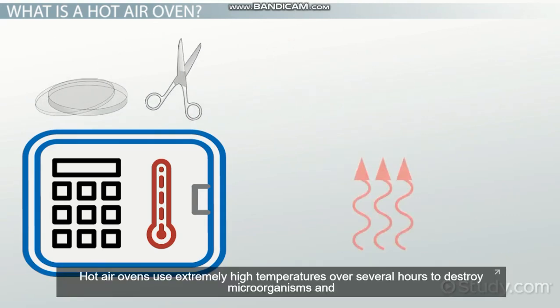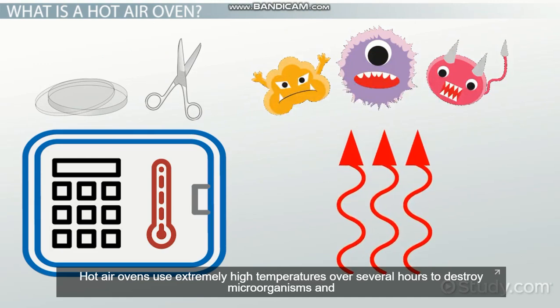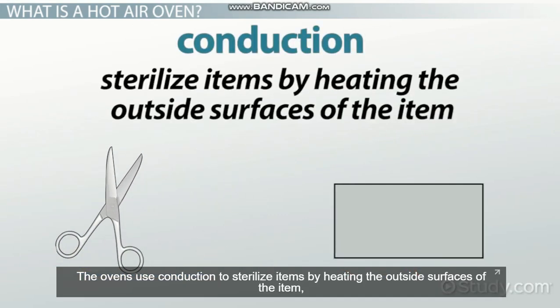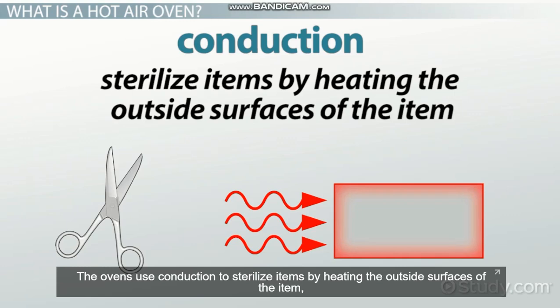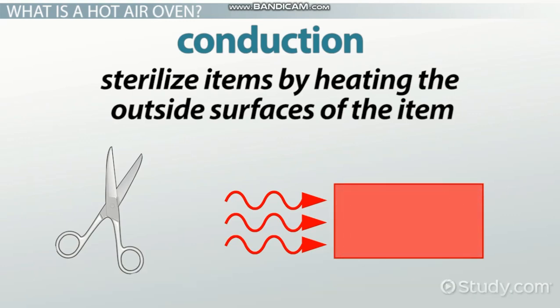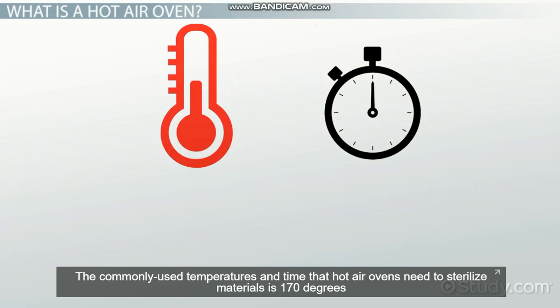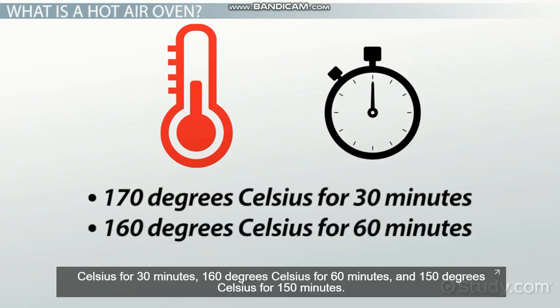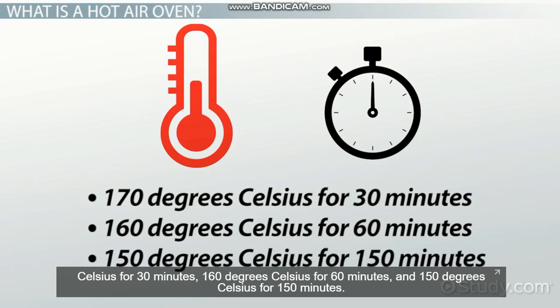Hot air ovens use extremely high temperatures over several hours to destroy microorganisms and bacterial spores. The ovens use conduction to sterilize items by heating the outside surfaces of the item, which then absorbs the heat and moves it towards the center of the item. The commonly used temperatures and times that hot air ovens need to sterilize materials are 170 degrees Celsius for 30 minutes, 160 degrees Celsius for 60 minutes, and 150 degrees Celsius for 150 minutes.